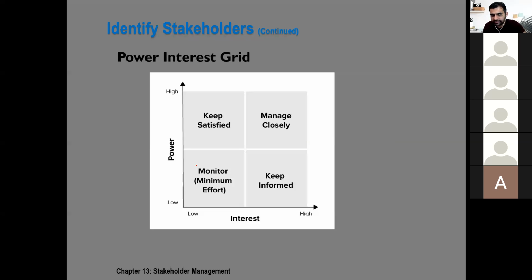Monitor, low in priority, so requires minimum effort. The people who are very much interested and always come to you to know about the status of your project, keep them informed. High power people, but low interest, keep them satisfied. If they need anything, just provide them. Otherwise, really don't touch them. And the people who got high power and high interest, manage them closely.